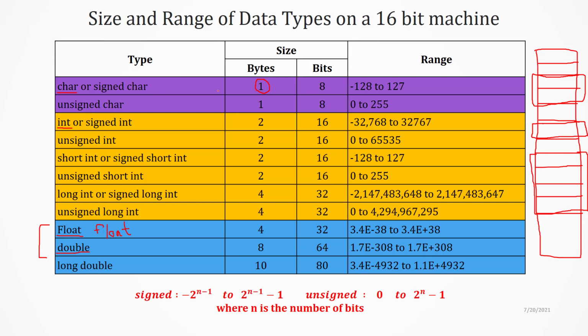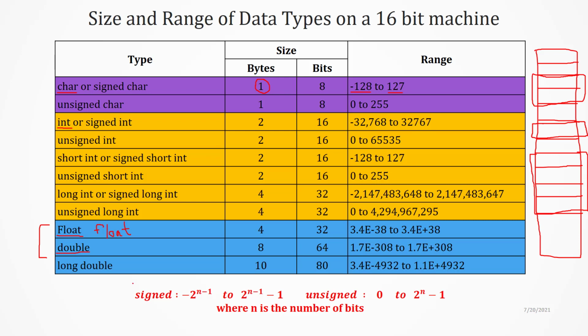Here it says character takes 1 byte. 1 byte means 8 bits. So the range: minus 128 is the minimum value that can be stored in a char data type, and positive 127 is the maximum value that can be stored. No need to remember these things. If we know the number of bytes needed for each data type, you can easily write this range.